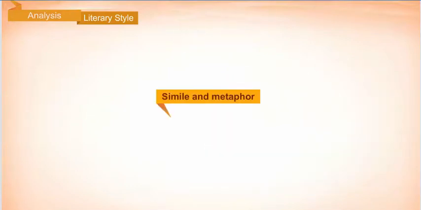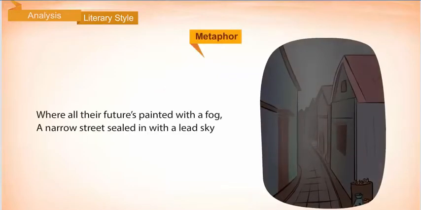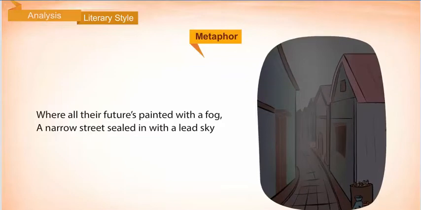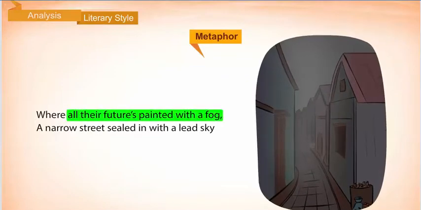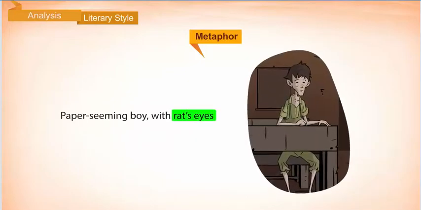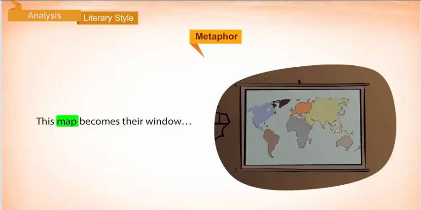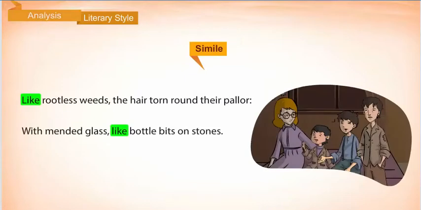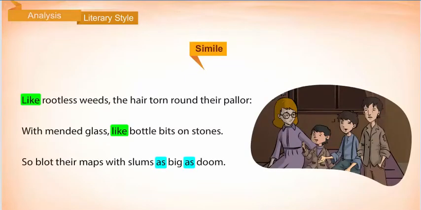A variety of similes and metaphors are used by the poet to drive home his message. They also create a visual impact. For instance, the poet compares the uncertain future of the slum children with fog, in the metaphor, "all their futures painted with a fog." Another metaphor is in the phrase "rat's eyes." Here, the boy is being compared to a rat to highlight his poverty. The poet also beautifully compares the map to a window in this line. In addition to indirect comparisons, the poet also uses direct comparisons or similes in these lines.